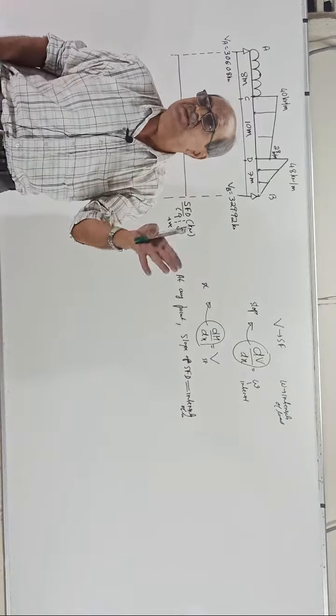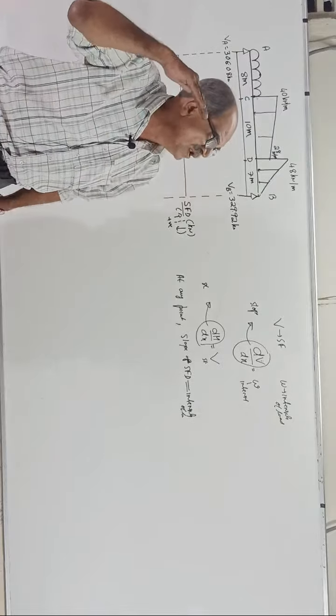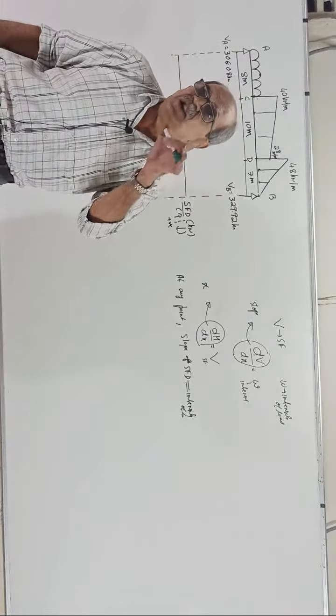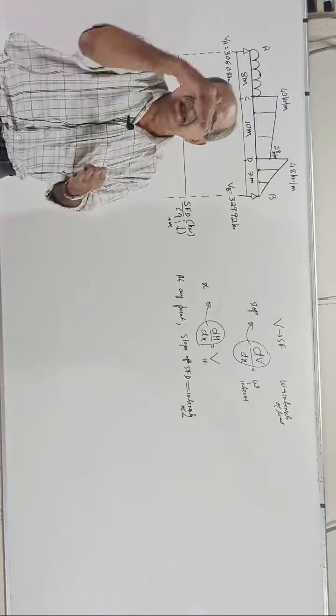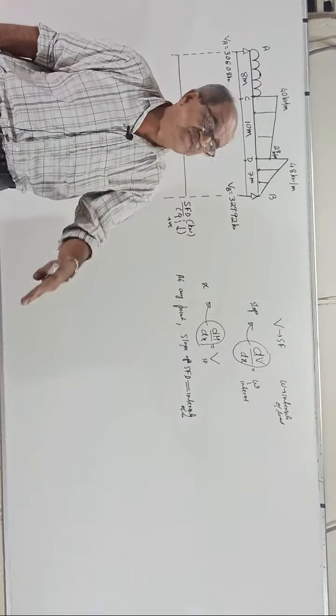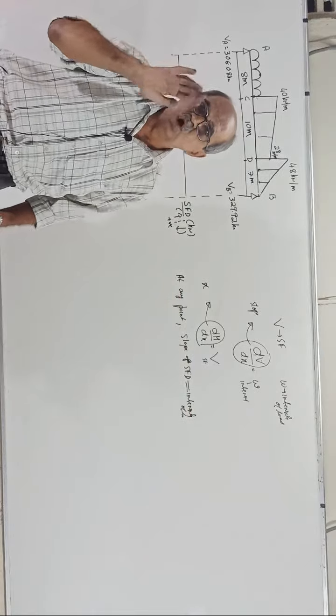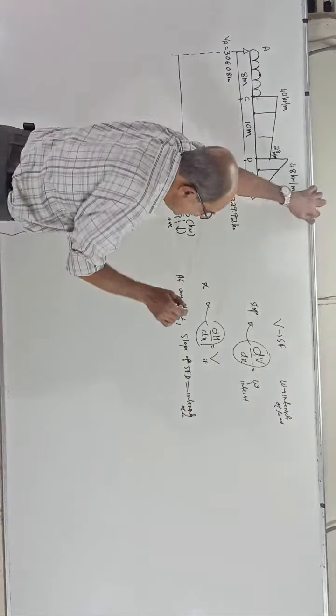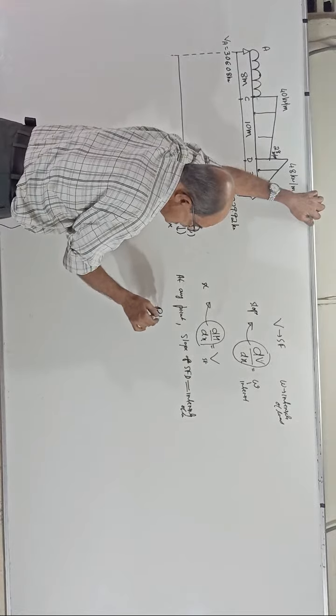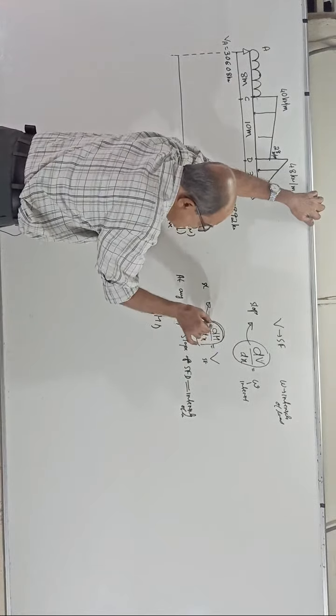Intensity of load more means slope is more. Intensity keeps on increasing means slope keeps on increasing. Intensity keeps on decreasing means slope keeps on decreasing. Intensity is 0 means slope is 0. Remember, same way for BMD, dM by dx is shear force.